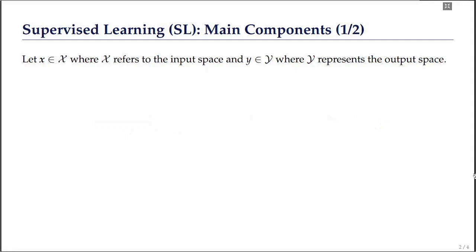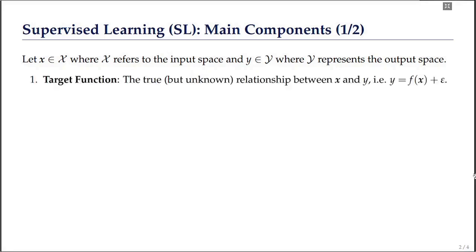Hello everyone. In the previous video we have seen the three types of machine learning, which are supervised, unsupervised, and reinforcement learning. Today we are going to look at the main components of supervised learning. In supervised learning we have a data set given with labels, so the objective is to create a mapping from the inputs to the outputs.